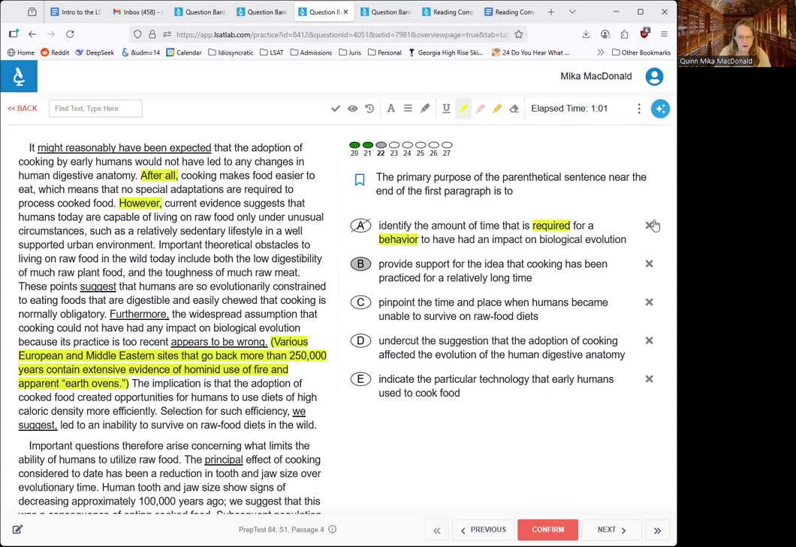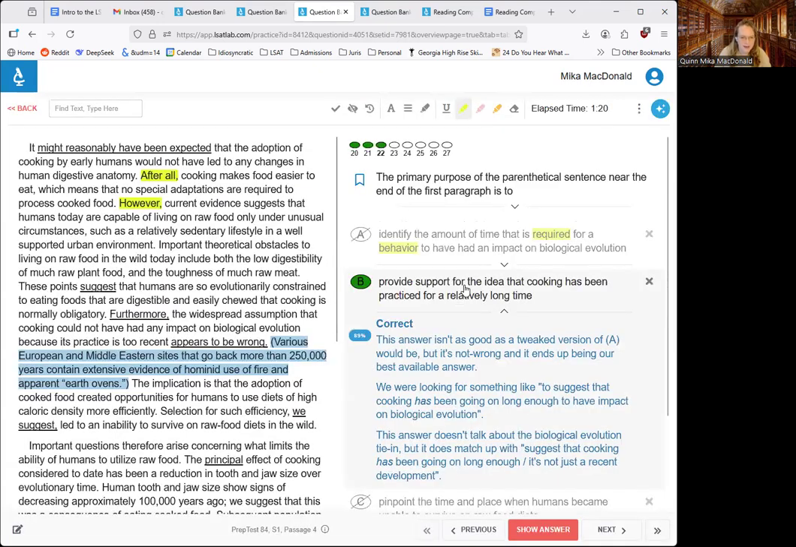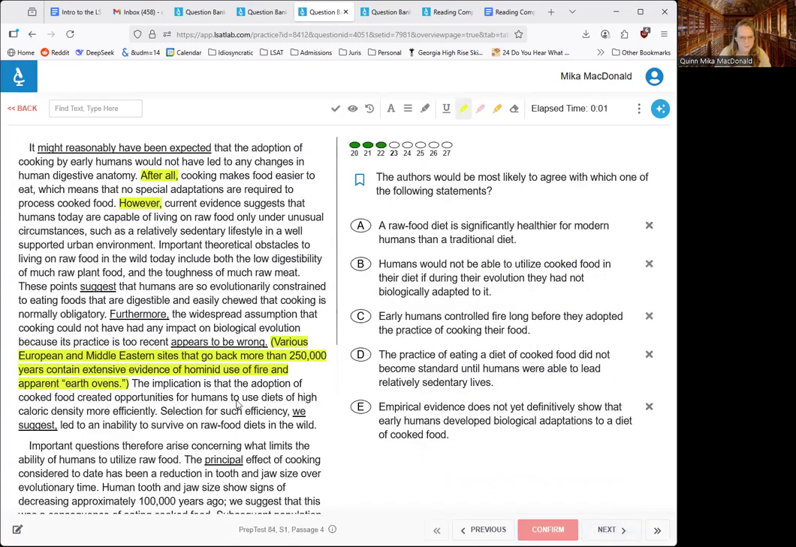Required for a behavior? No, no. C, no, it's not pinpointing the time. D, no, it's not undercutting this. The whole author is trying to argue this. And E, no, right? They do bring up earth ovens, but it's not because they're dialing in on what sort of things we used. Yeah, this is providing a time frame for judging everything else.